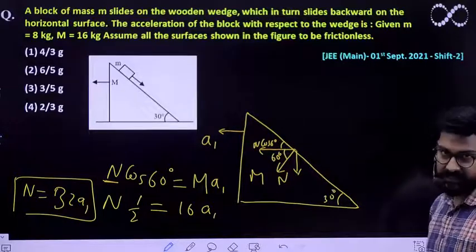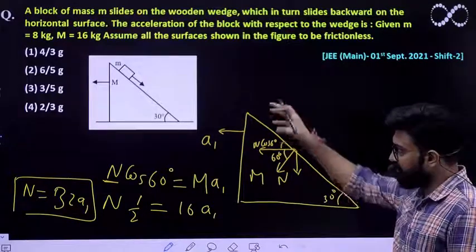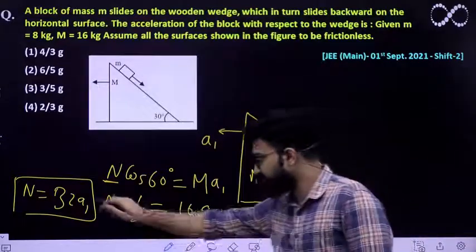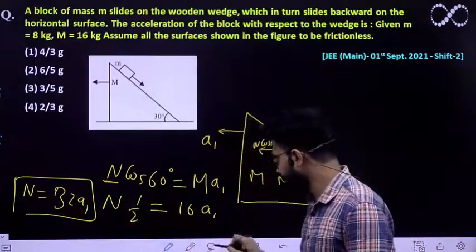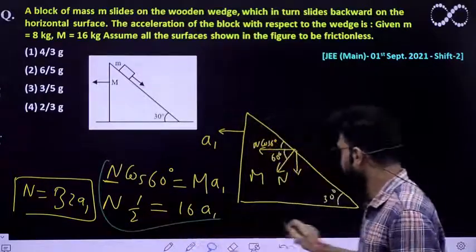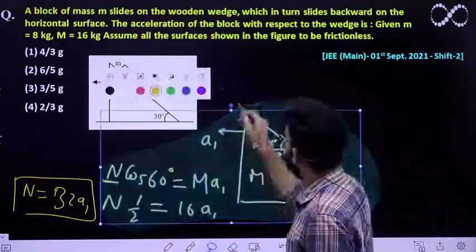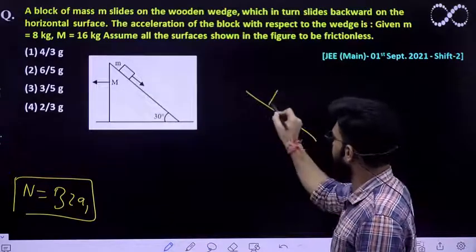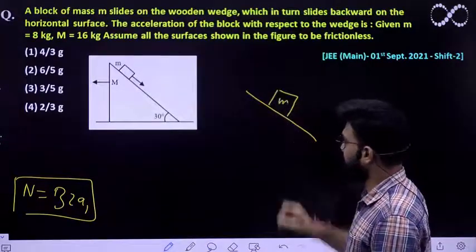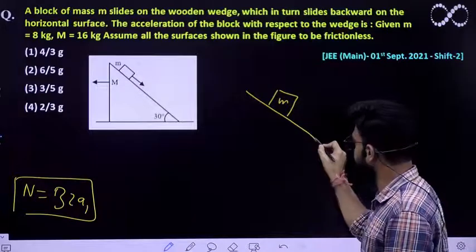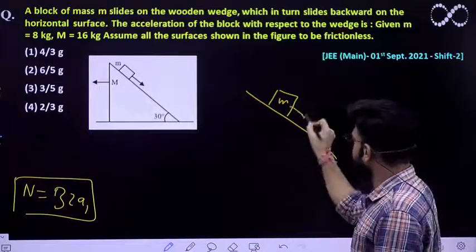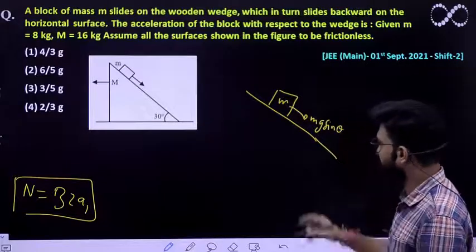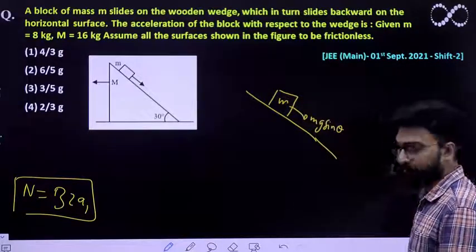Now we'll visualize the question and see what other forces will be acting on the small m block. So this is the first expression that we are getting. Again we'll redraw the diagram and see what other forces are acting on this small m block while it is coming down. So mg sin theta is the force which will make it come down.